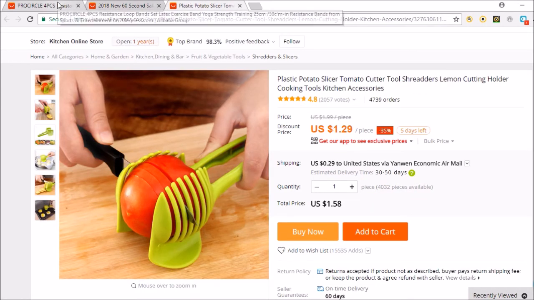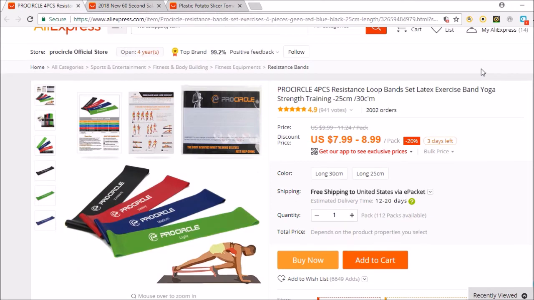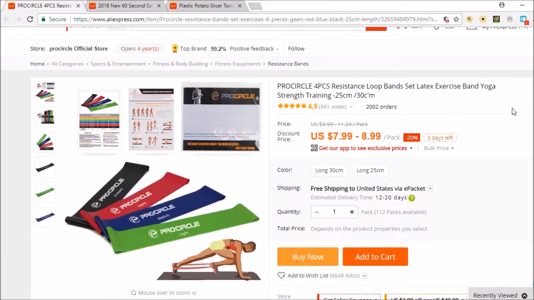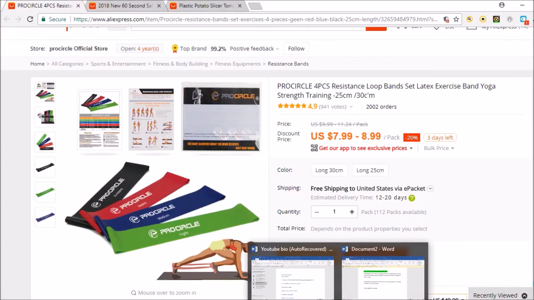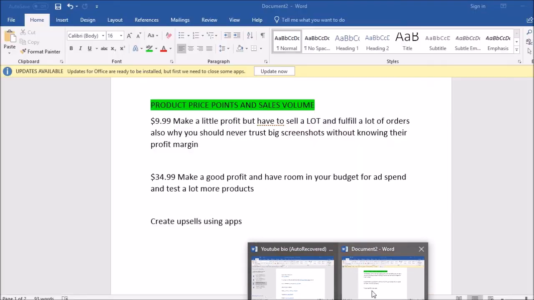So let's just go over here and I'll show you a product that I've made a lot of money with. And if you follow my YouTube channel, you would have seen that I've talked about this product before openly as well. So yoga bands, acquire these for like $9, let's say. I sell these for $34.99, which is why I wrote that price point down here, $34.99. So then I have a good amount of room to move with the product.